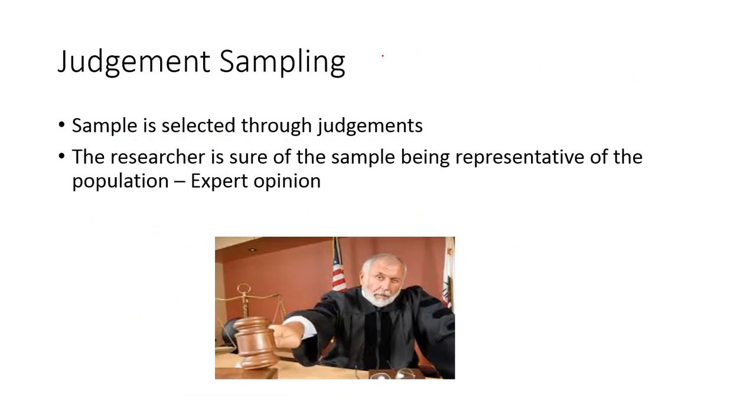The second one is judgment sampling. In judgment sampling, the sample is selected through judgments, pure judgments. There is no random experiment, so to say. The researcher who is doing the survey or the predictive model is very sure about the sample being representative of the population. So it's purely based on expert opinion.